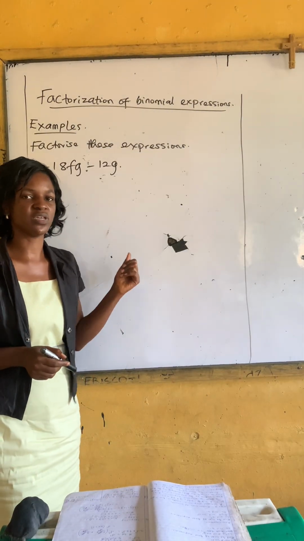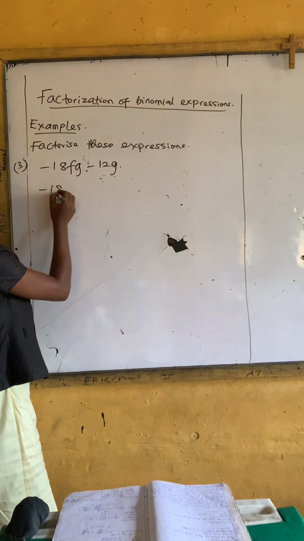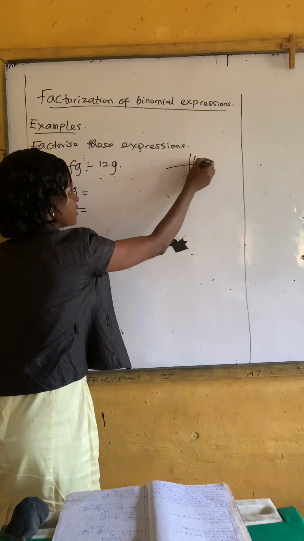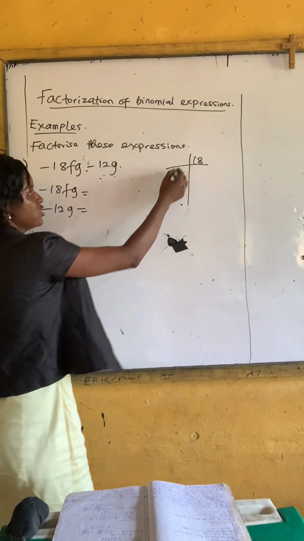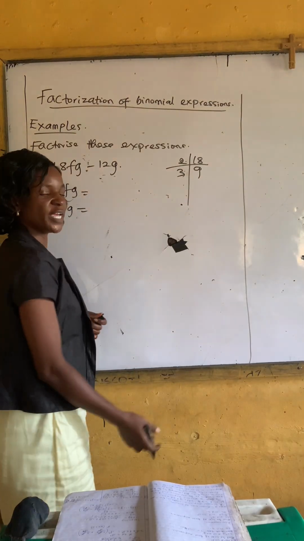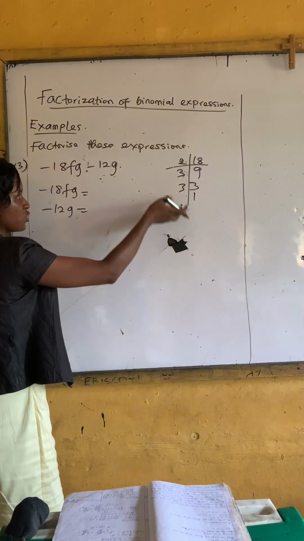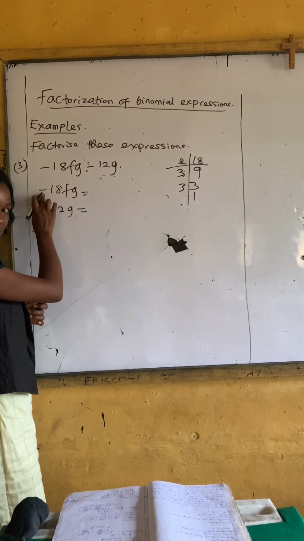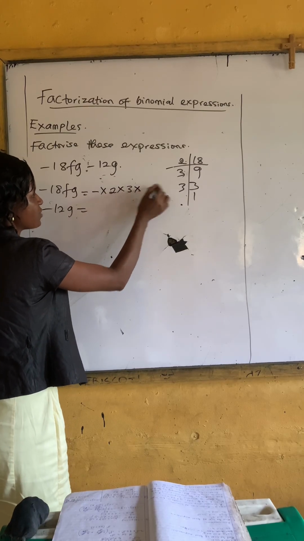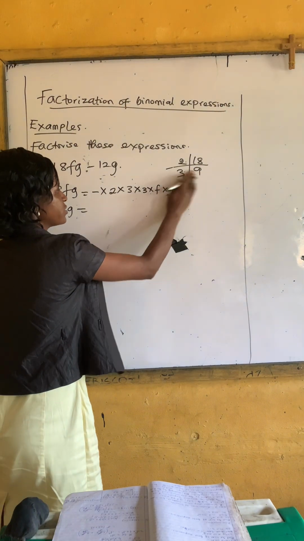Right, now when we're dealing with this, always go with your signs. So you have minus 18fg minus 12g, right? So let's find the factors of 18. 2 will go in 18 in 9 places. You have 3, 3 will go in 9 in 3 places. You have 3 times 1. So the product of the factors of 18 is going to be, don't forget your minus is still here, minus times 2 times 3 times 3 times f times g, right? So that's what we have there.